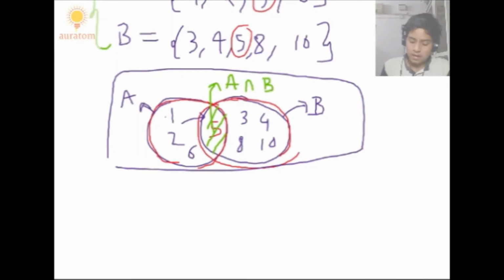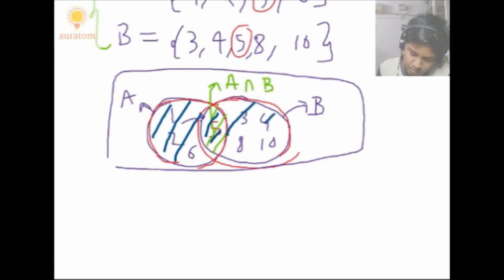And the union operation, how can we represent the union operation on Venn diagrams? The union operation is like adding the sets, right? So we include the elements which are only in A, and then we include the common elements, and we include the elements which are only in B. So we include this part, and we include this part, and we include this part too, right?